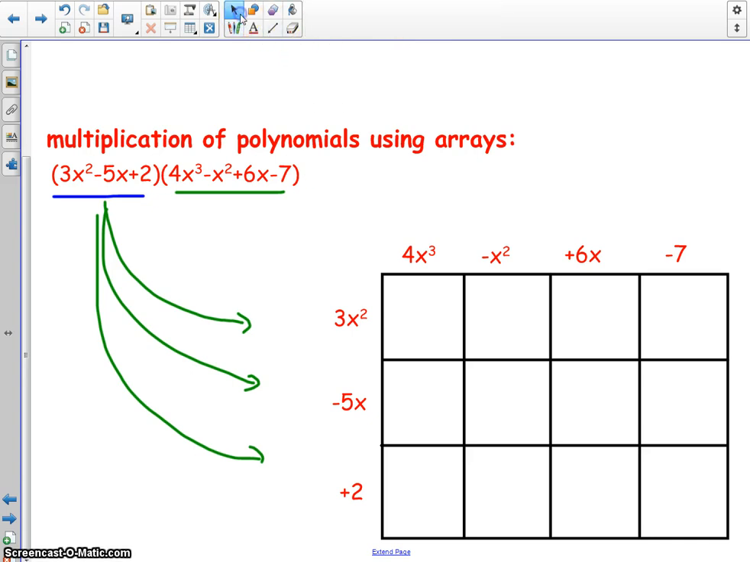If I want to fill in these boxes, again, use multiplication. So for this top left, I have 4x cubed times 3x squared. 4 times 3 is 12. X cubed times x squared. Remember from grade 9 your exponent laws, you're going to actually add the exponents. That's going to be 12x to the 5. Okay, so I want you to take a minute, finish this array, do all the multiplication, try and collect all your like terms, and see what we can get for a final answer.